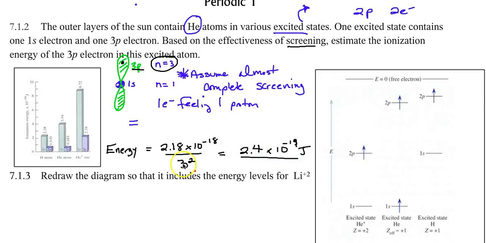Again, the only way to do this was to assume that I'm dealing with a 1 proton, 1 electron system, and with almost complete screening, like we talked about in the worksheet we did in class. So that's approximately the answer there. All right, let's move on to the next question.